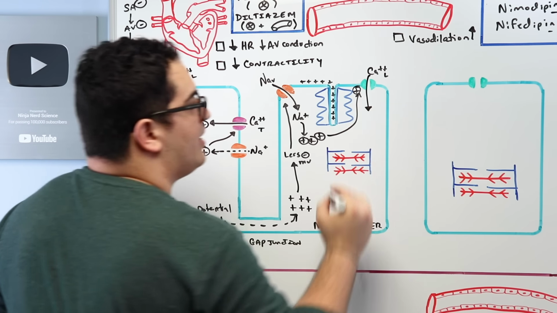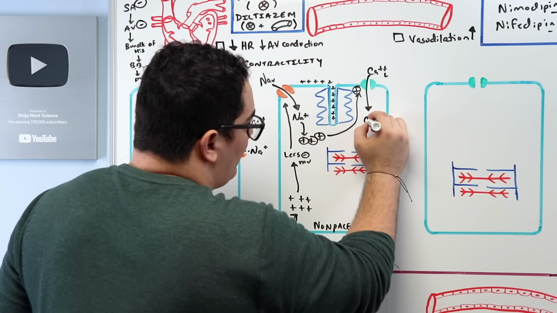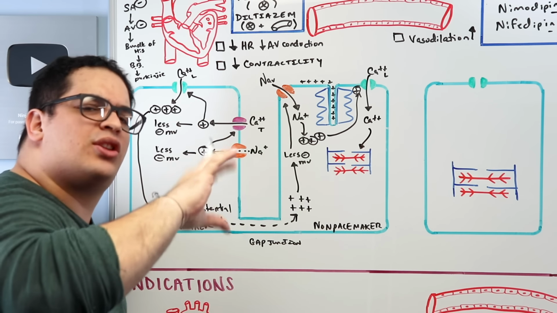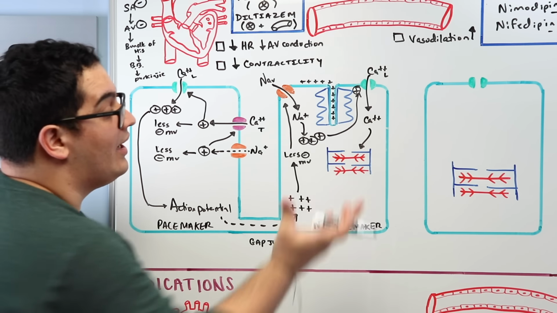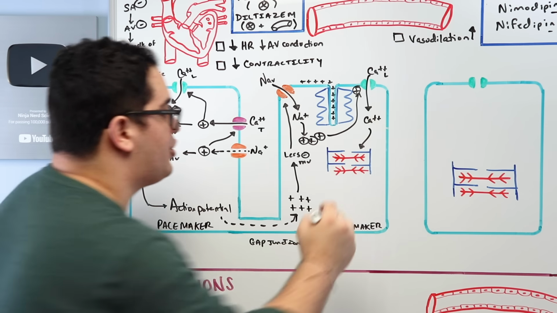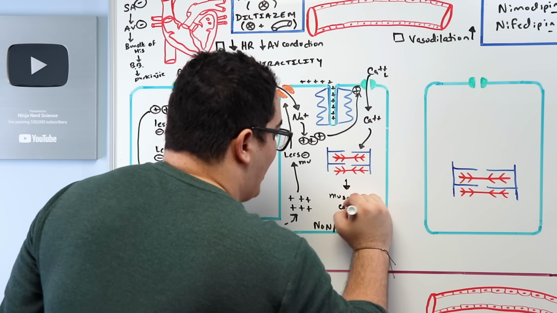Calcium rushes into the cell. As it rushes into the cell, what happens? It eventually activates the myosin, right? Calcium binds to the troponin, which changes the shape of the tropomyosin, and allows myosin to bind to the actin and induce contraction. So the overall result is muscle contraction.